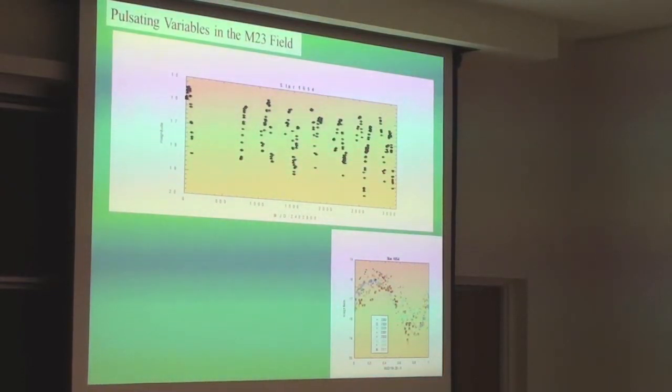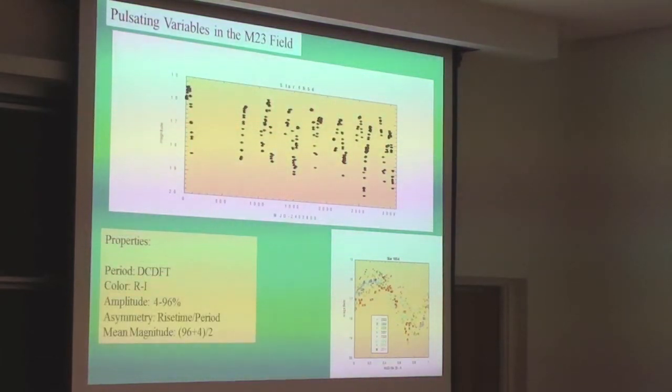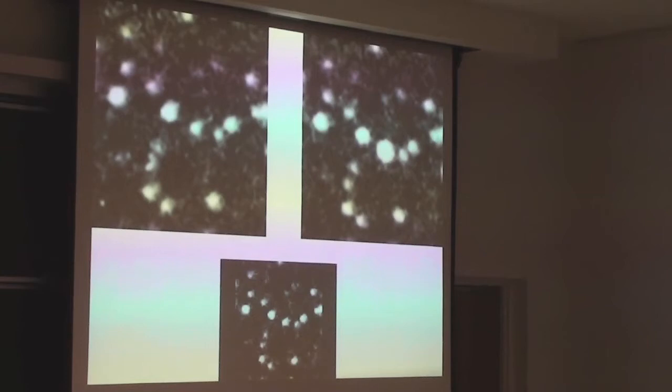We fold the light curve, and you see a pretty clean light curve, but there's a little bit of scatter in there. 154.29 days was what we folded that on. So then we go in and look for properties of these stars to see if that helps us classify these stars and think about these stars.